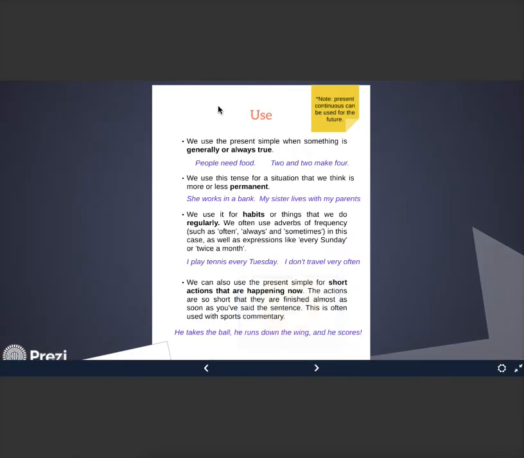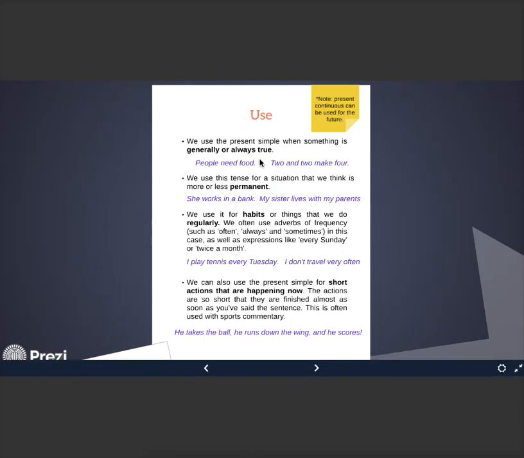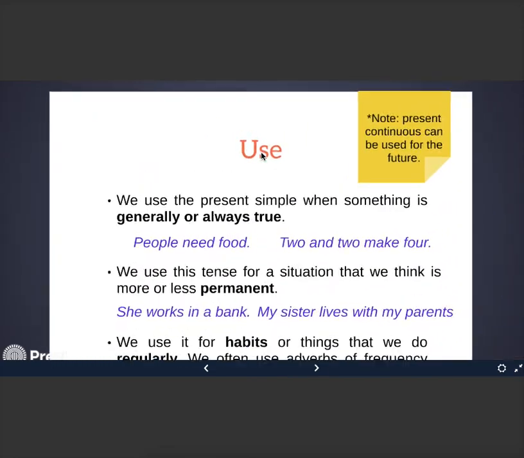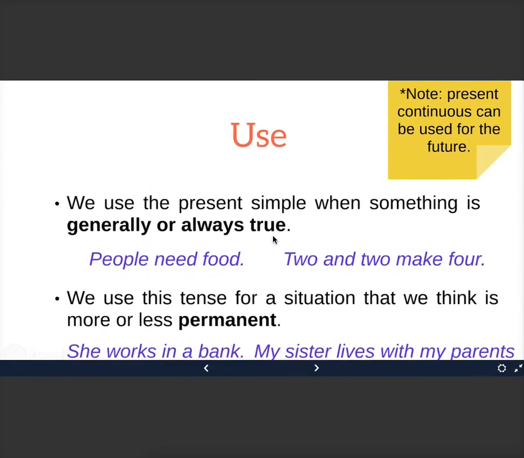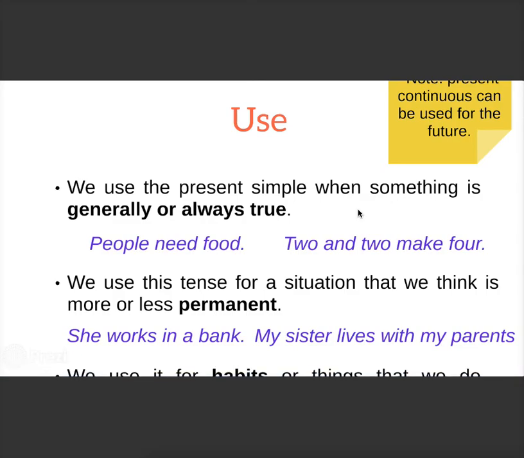So let's begin with the use. I am going to give you a list of uses. I am going to remember this for you. Vamos a recordarlo juntos, okay? Because we talked about it in the previous class. So the first use. We use present simple when something is generally or always true. Don't forget, guys, for facts, para hechos, para algo que es usualmente o generalmente verdad. That's one of the uses of present simple.